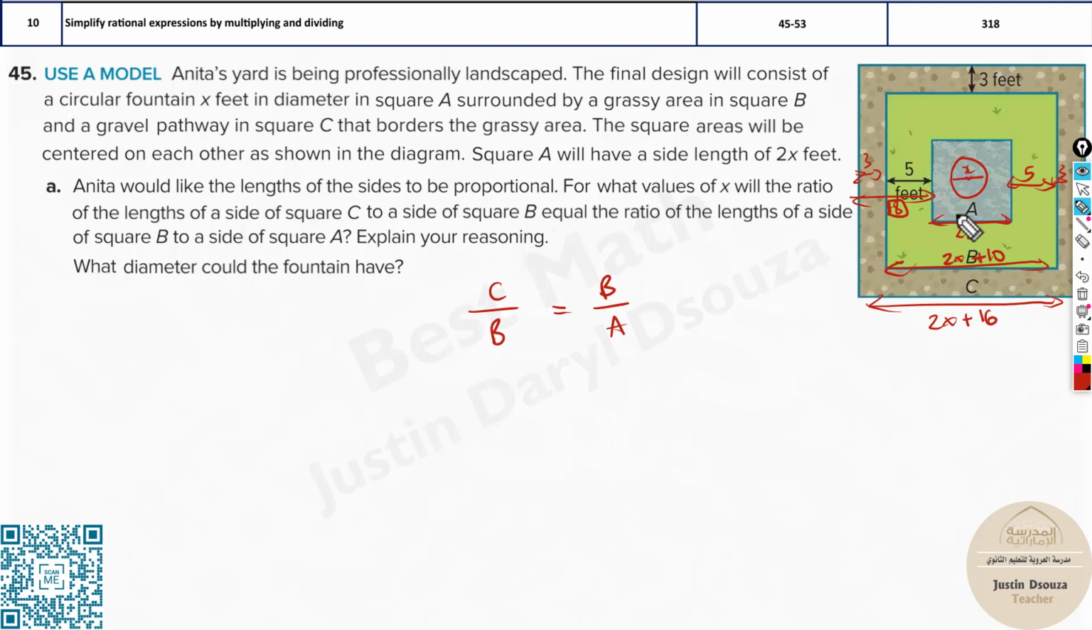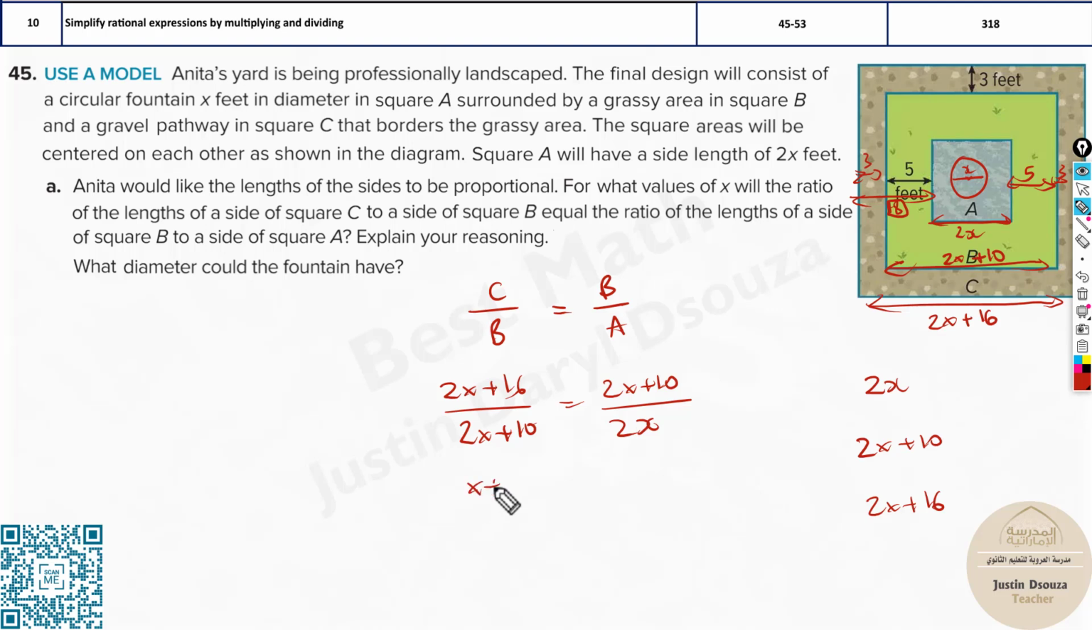Now you can see they're all proportional, so we can remove the common factors. Since it's all about division, instead of 2x, 2x plus 10 and 2x plus 16, we can remove the common terms and it becomes x, x plus 5, x plus 8. I'll show you once we substitute it. So here C is 2x plus 16 divided by B, which is 2x plus 10. That is equal to 2x plus 10 divided by 2x. Now just divide each term by 2, and you'll just get x plus 8.